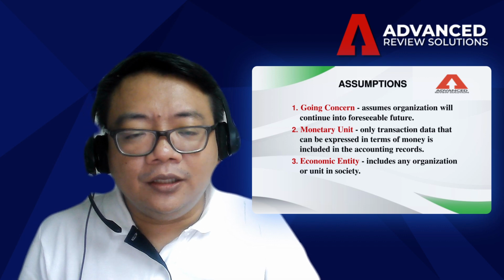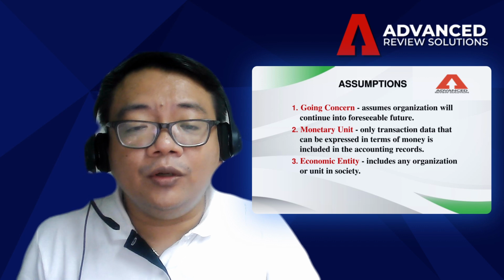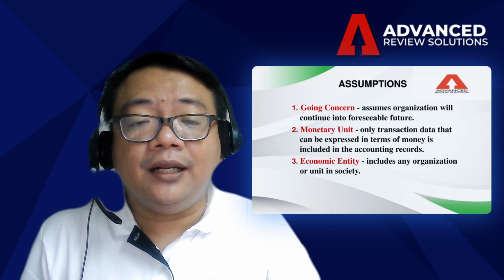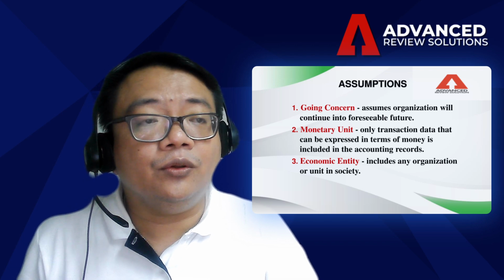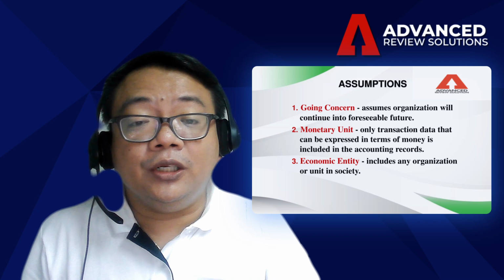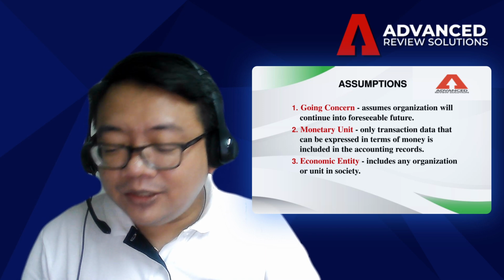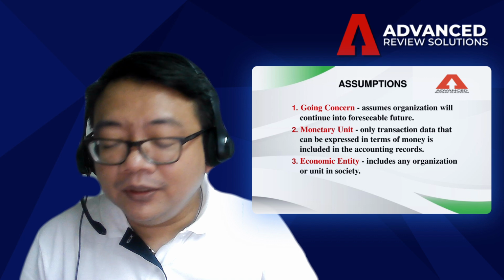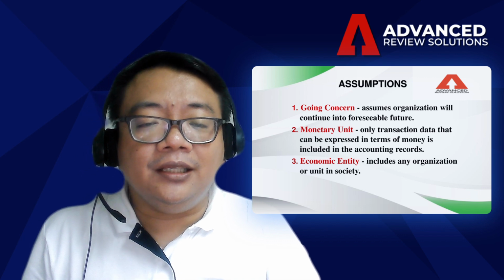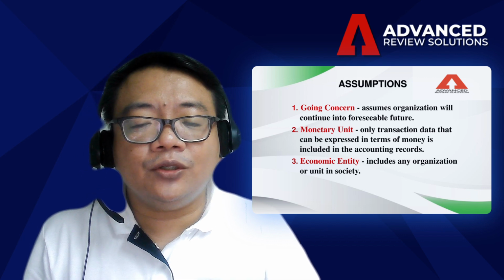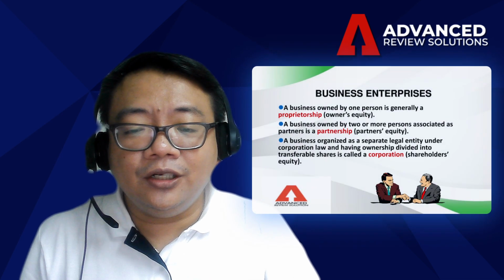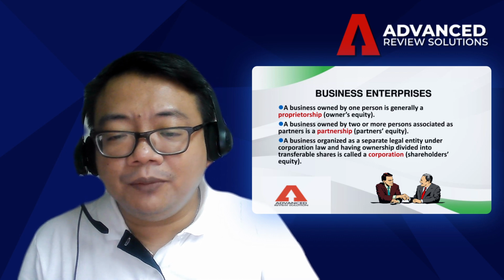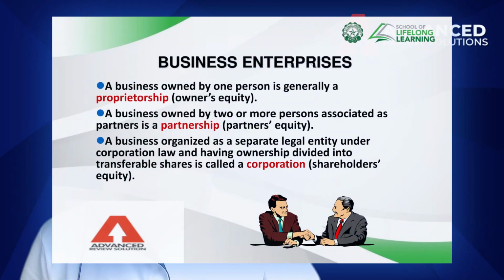Number two is the monetary unit. Only transactions and data that can be expressed in terms of money are included in the accounting records, and that is your monetary unit. And the last one, very important here, is the economic entity. It includes organizations or units in society. So what are these organizations? We have the sole proprietorship, the partnership, and the corporation.